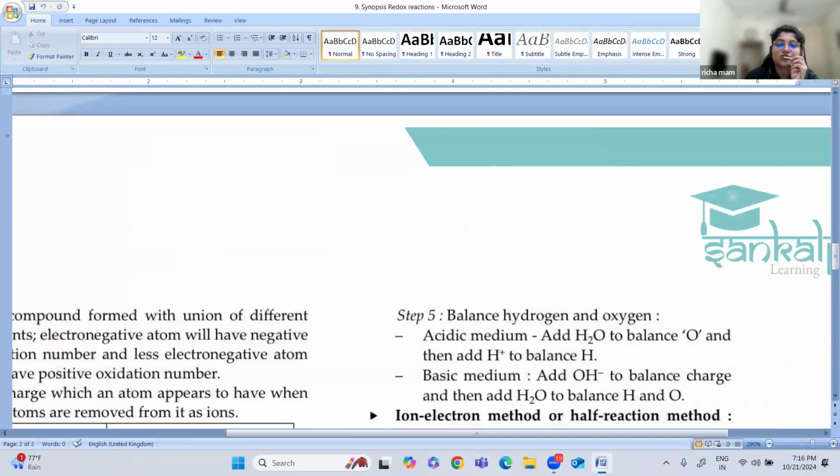So how to do it? In acidic medium, you have to add water so that you can balance the oxygen atoms, and then you can add the H plus ions so that you can balance the hydrogen atoms. Similarly, if you have a basic medium, you have to add OH minus to balance the charge, and then add water so that you can balance the hydrogen and oxygen.